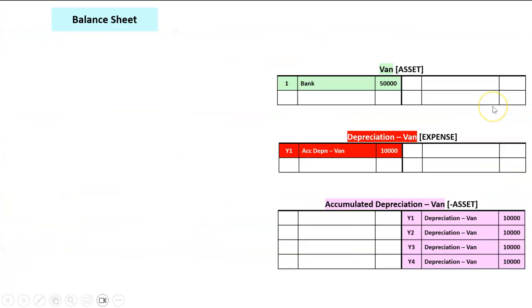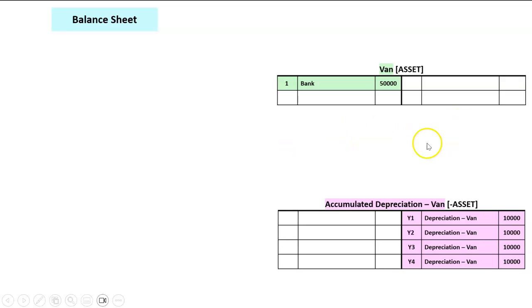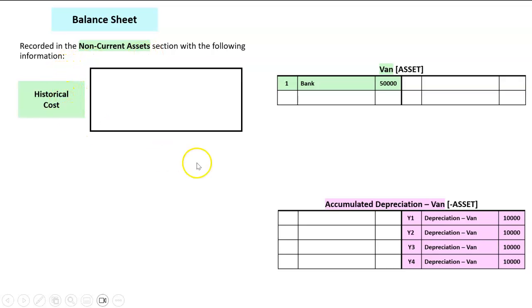Let's take the balance sheet. This is a little more complicated. So first of all, we've got an asset, an expense, and a negative asset. Expenses will never ever go in the balance sheet, so we'll get rid of that one. So now it's a question of how we're going to report this asset and this negative asset. So it's going to be recorded in the non-current assets section, but we're going to actually have to report three things. We're going to report the historical cost.